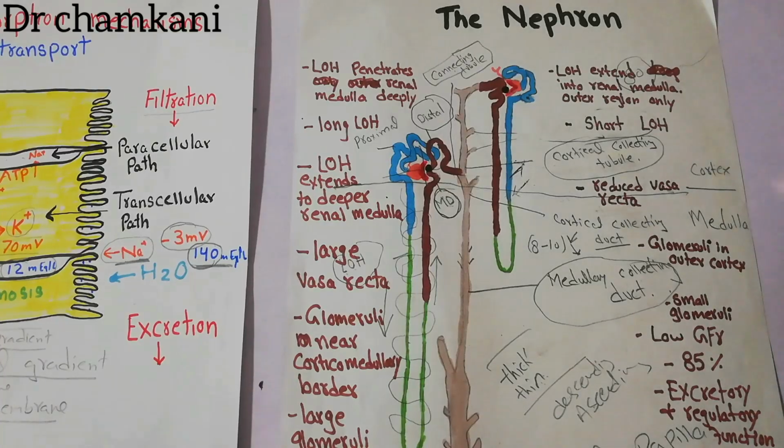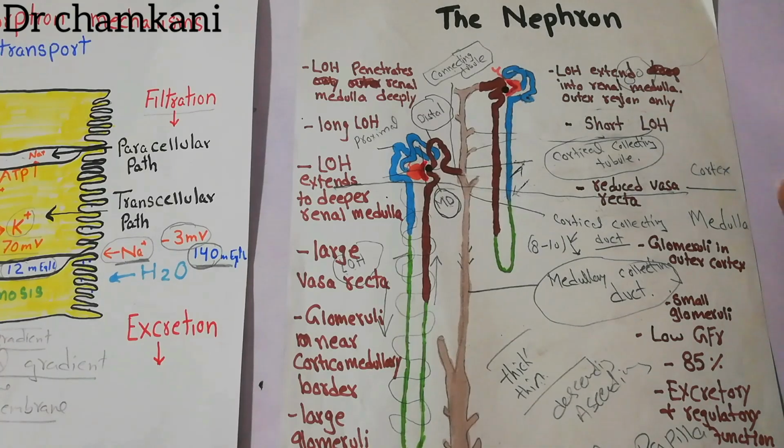Today in this lecture, we will discuss the importance of aldosterone. Aldosterone is an important hormone and it has an important role in urine formation and regulation of body fluids as well as electrolytes like sodium and potassium.